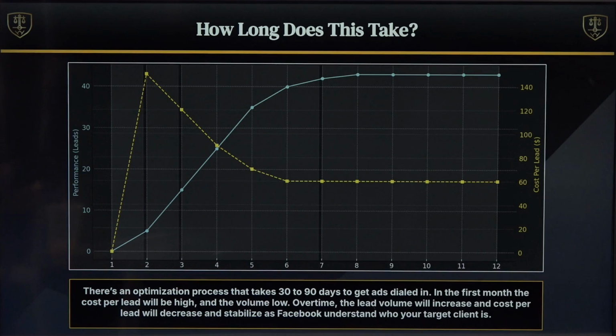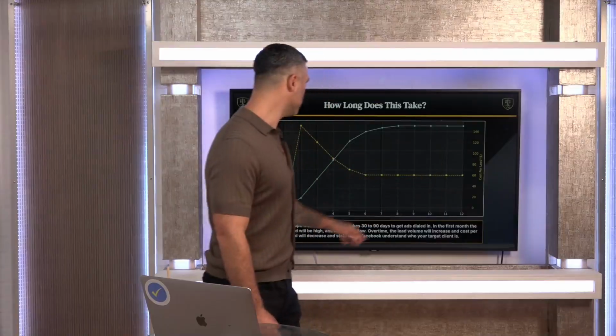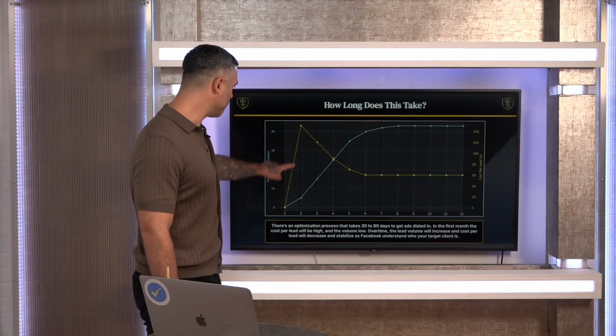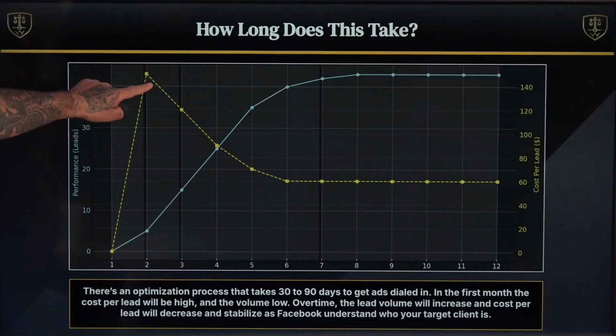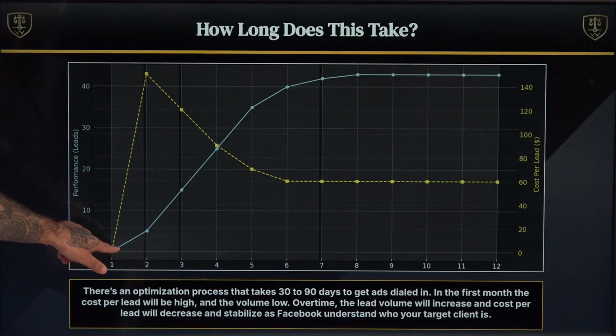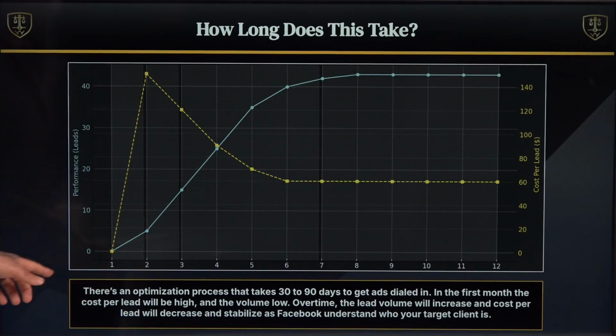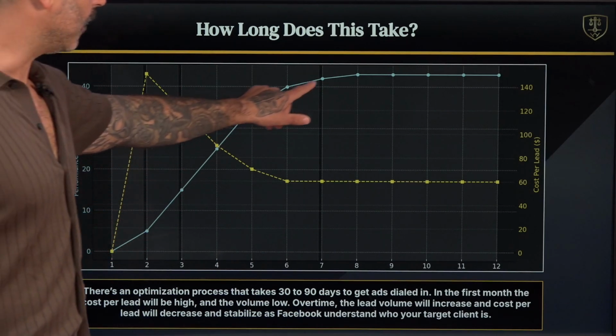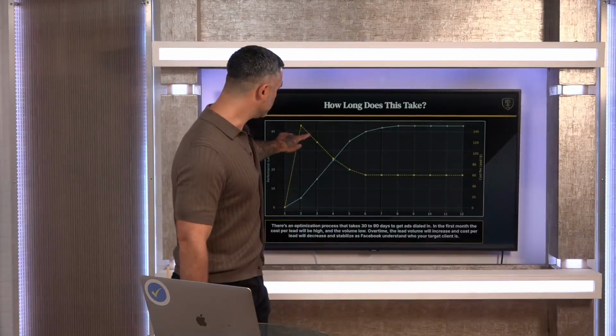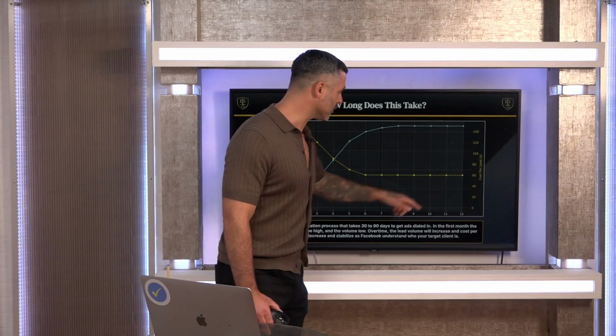This is a graphic that I put together that I show everyone during our sales process. On the left-hand side, we have performance. On the right-hand side, we have cost per lead. What you're going to notice is that in the first month, we spike up, and the cost per lead is generally very high and the total number of leads is low. So what this is saying is that over time, the number of leads you get is going to level out, and the cost per lead is also going to drop to a certain cost per lead.